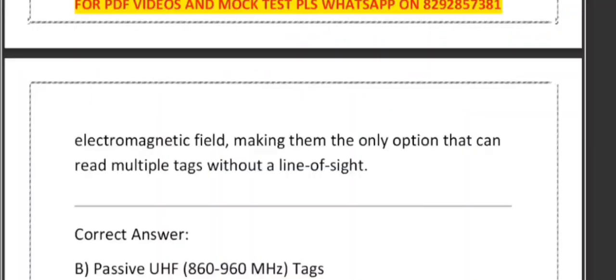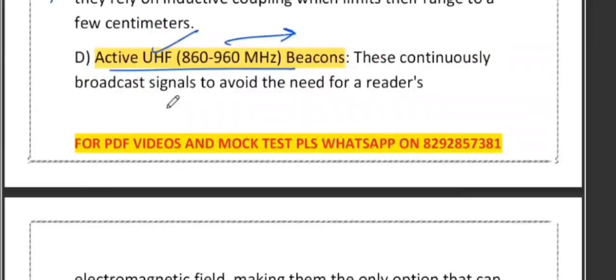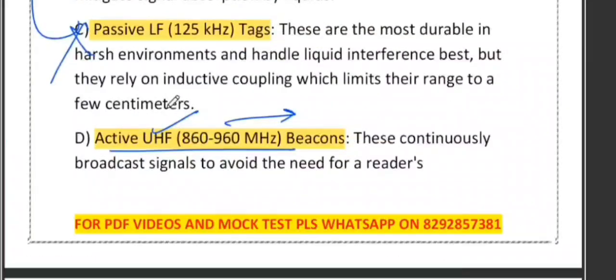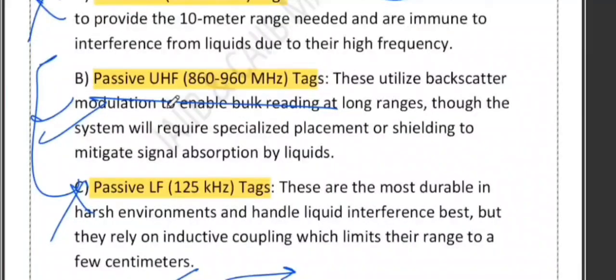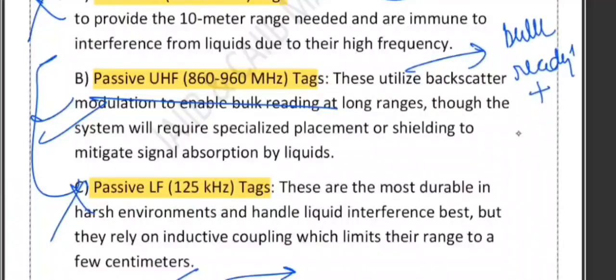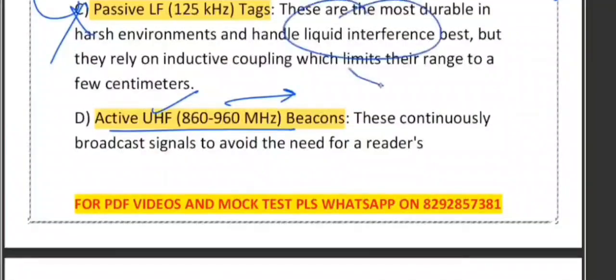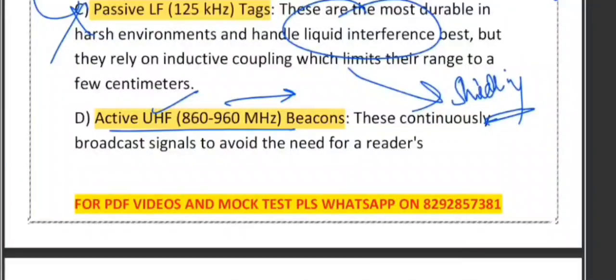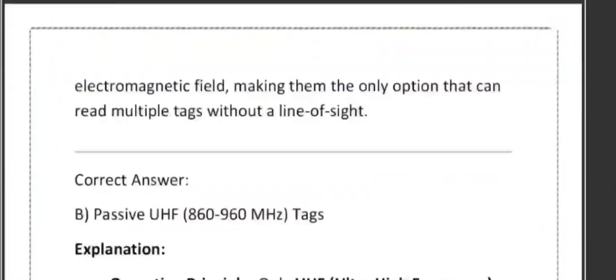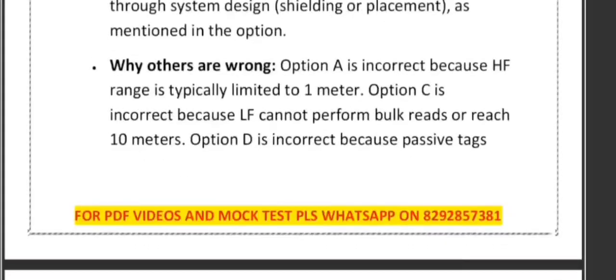What we have discussed here is that the RFID types are LF, HF, and UHF. When I say passive UHF, it is best for bulk reading plus long range. And liquid is a challenge for UHF. How do we fix this liquid issue? Liquid interference, the big challenge for UHF, can be fixed with shielding. So the correct answer to this question is option B. Right. I hope it is crystal clear. Passive UHF is the correct answer.